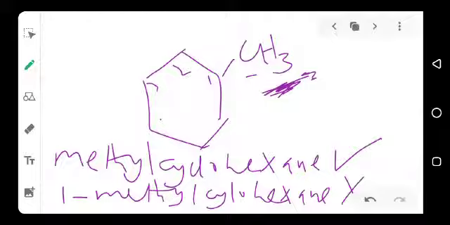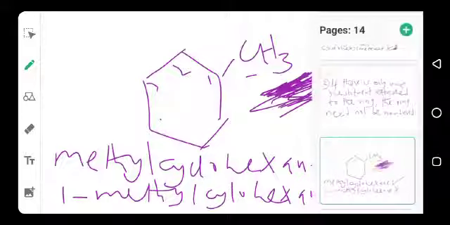If you write 1 methyl cyclohexane, trying to give position for the methyl group, you may not get it correctly. Some people may not give you the right mark for this. So don't bother to number it if it has only one substituent. So the correct name is what? Methyl cyclohexane, not 1 methyl cyclohexane.